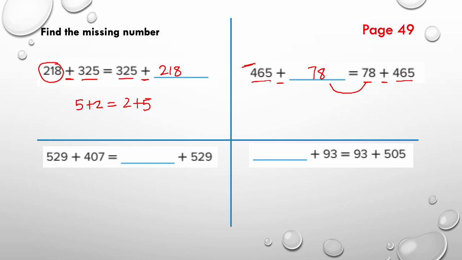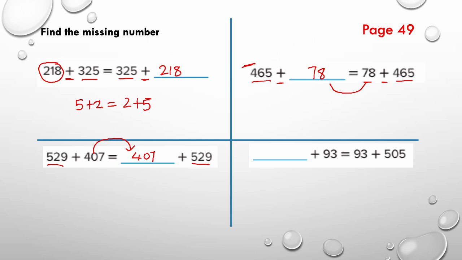Before that, you can pause the video and find the answer and check whether you have answered it correctly. So you can see 529 is repeated here. So which number is not repeated? 407 is not repeated. So it should come here, 407. So 529 plus 407 is equal to 407 plus 529.